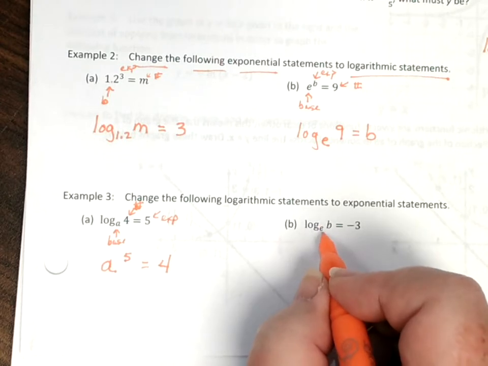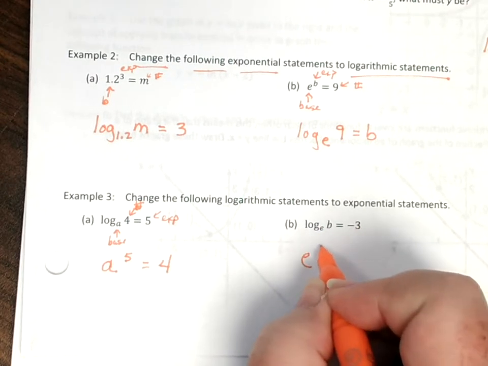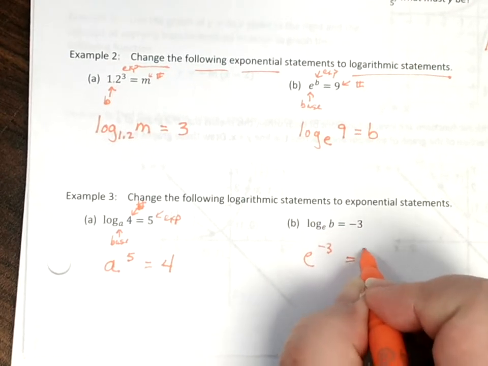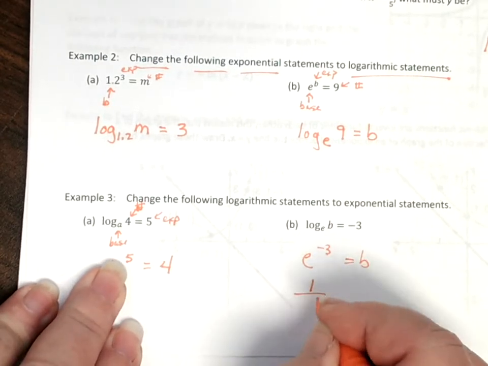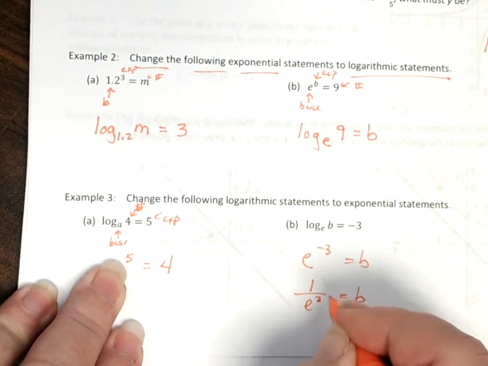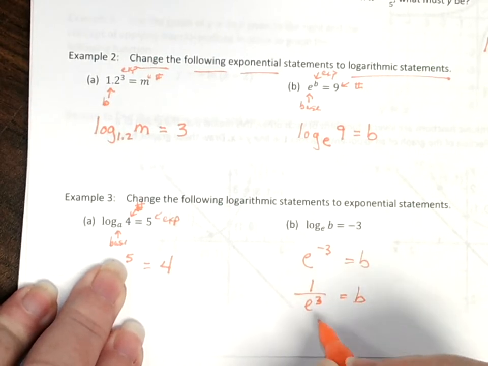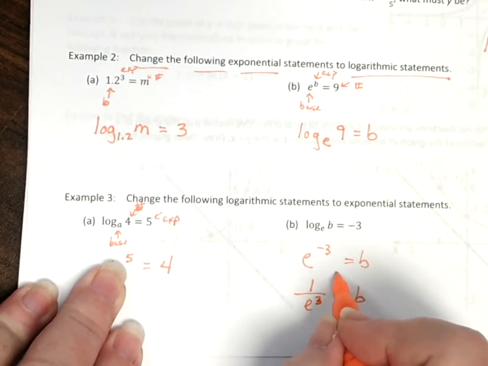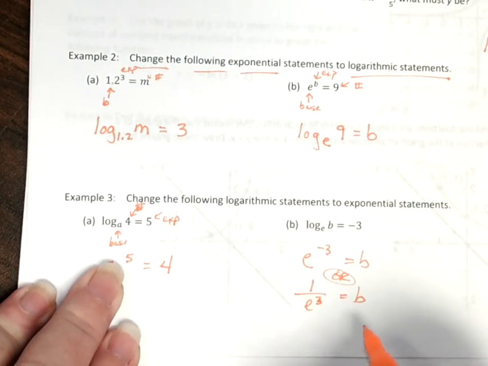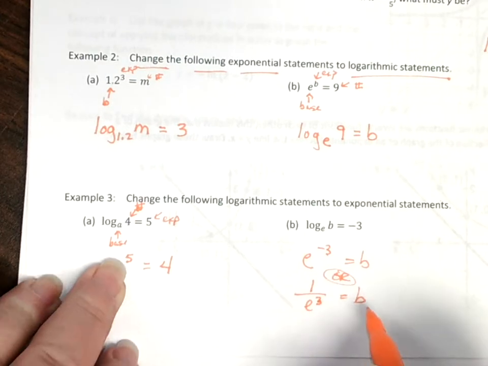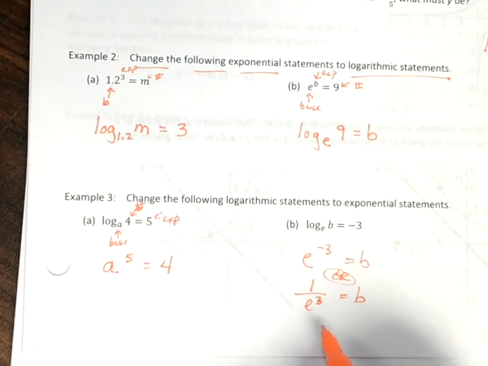On this problem, it's a base of e to the negative 3rd power is equal to b. And you might want to use our property that said this is equal to 1 over e to the 3rd if the problem says do not leave any negative exponents. Either one of these answers would be fine. We're going to say or, because both of these answers are the same thing. That's called leaving your answer in terms of e, and it is absolutely a correct answer.